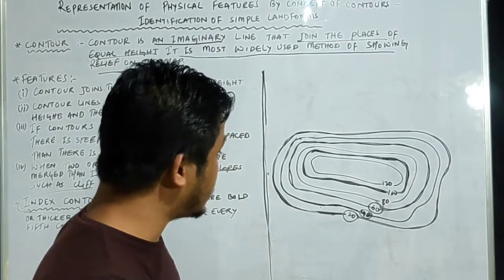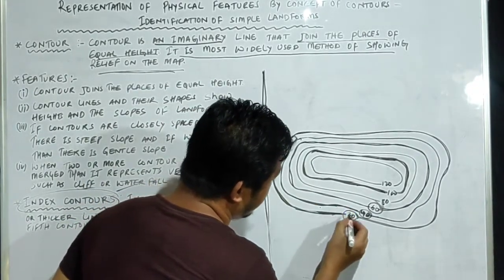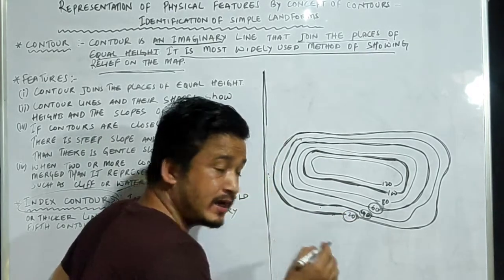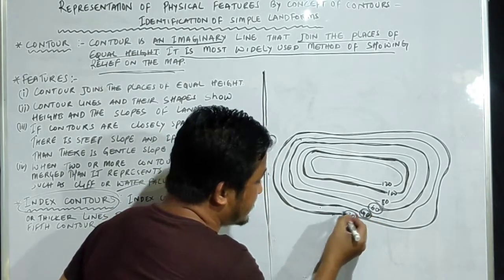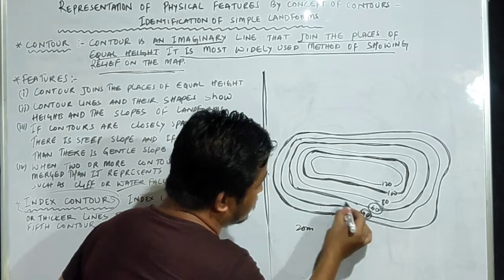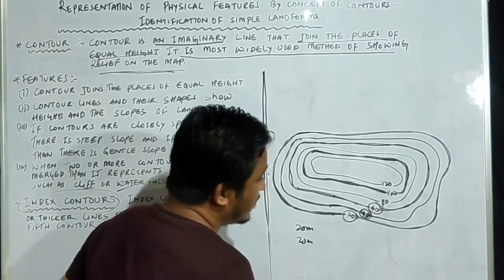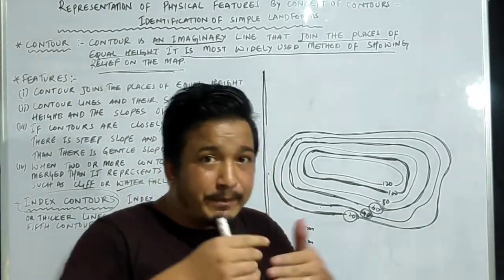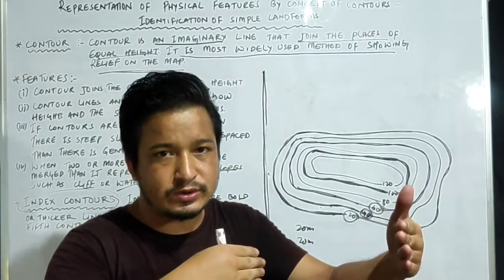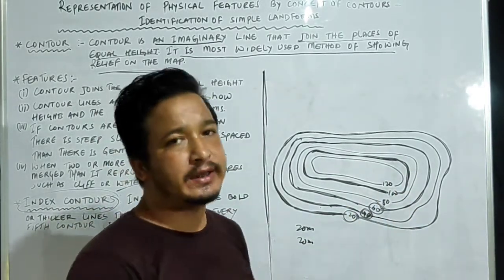So now students, here you can see the difference or the gap between these two contour lines. Here we have 20 meter, okay, and here we have 40 meter. So what is the gap? That is of 20 meter. So the gap between these two contour lines, okay, 40 and 60, it is also 20 meter. So students, the gap or the difference between the height of two contours or the two contour lines, that is known as contour interval.